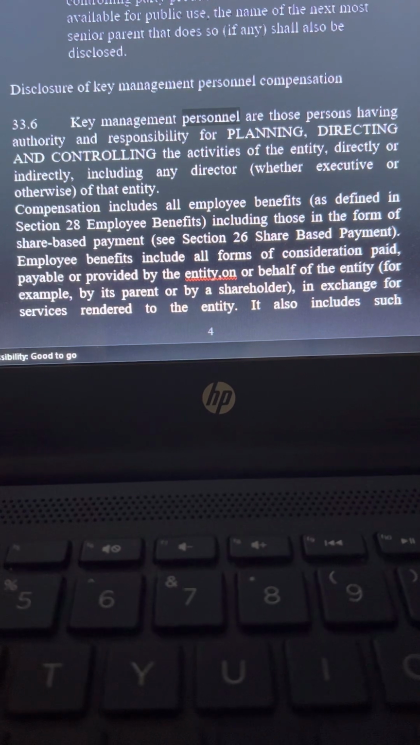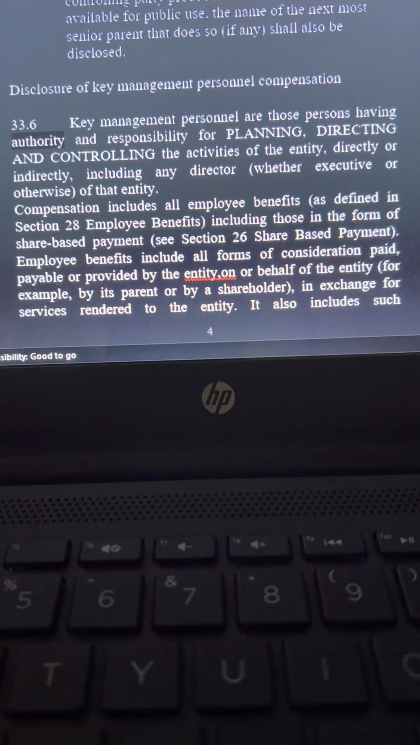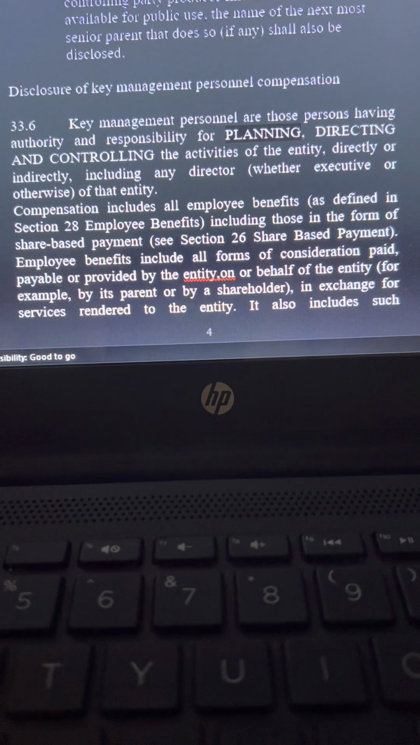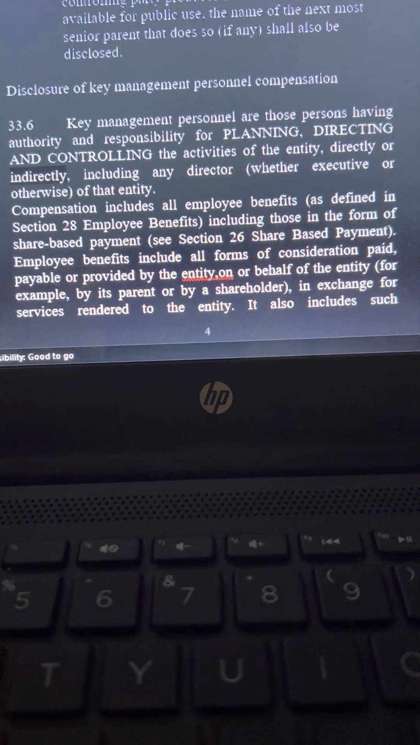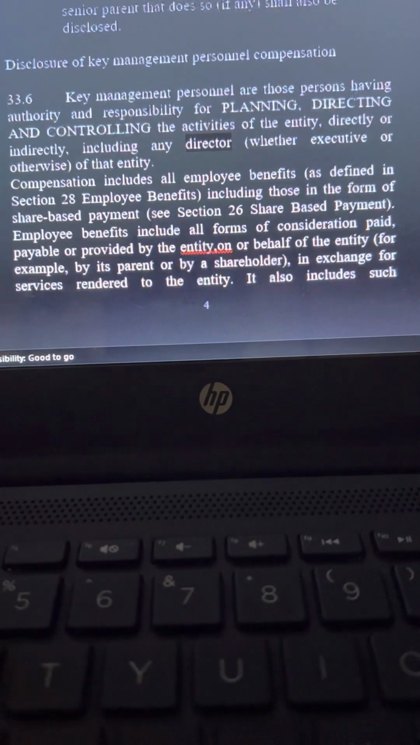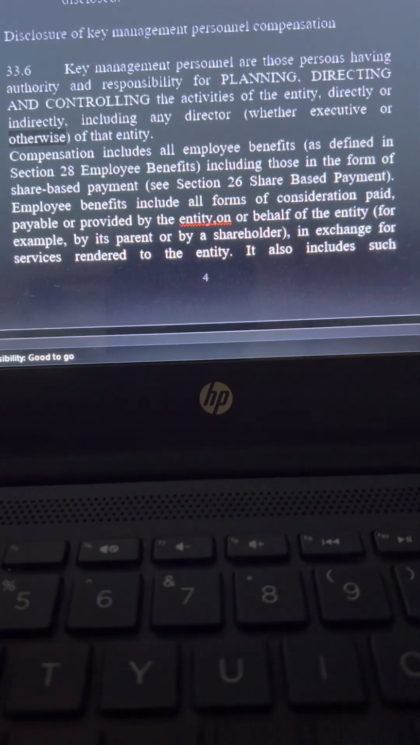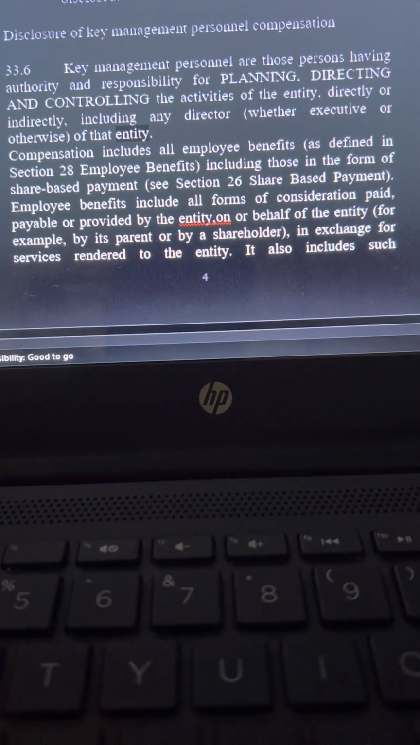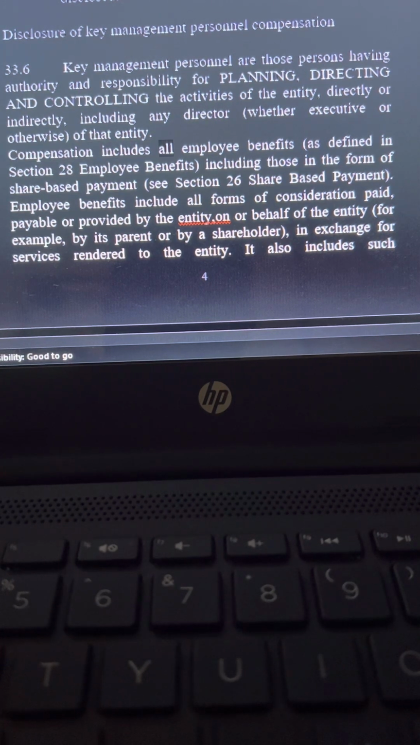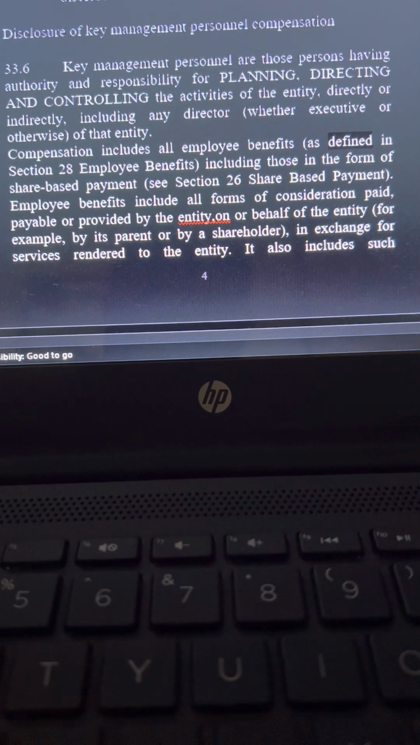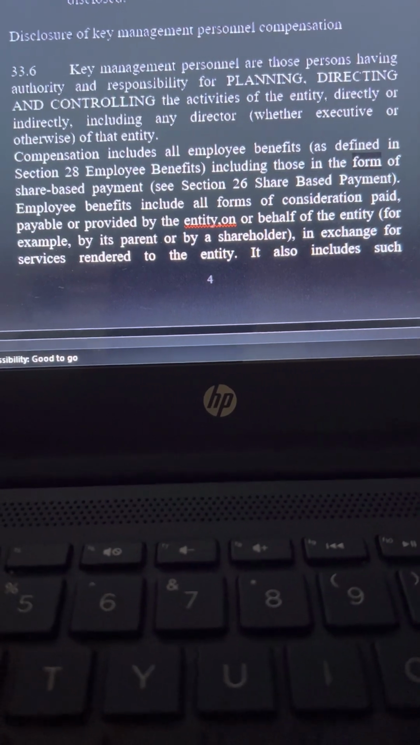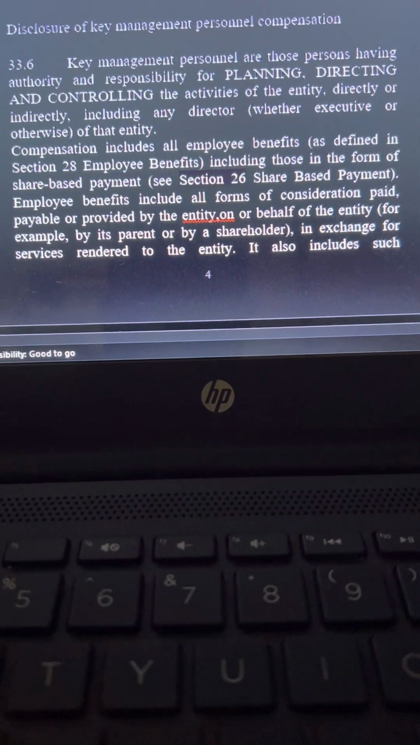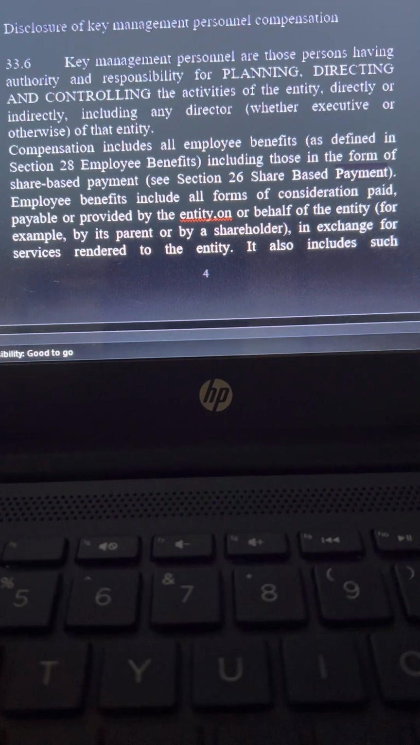33.6 Key management personnel are those persons having authority and responsibility for planning, directing and controlling the activities of the entity, directly or indirectly, including any director, whether executive or otherwise, of that entity. Compensation includes all employee benefits, as defined in Section 28 Employee benefits, including those in the form of share-based payment, see Section 26 Share-based payment.